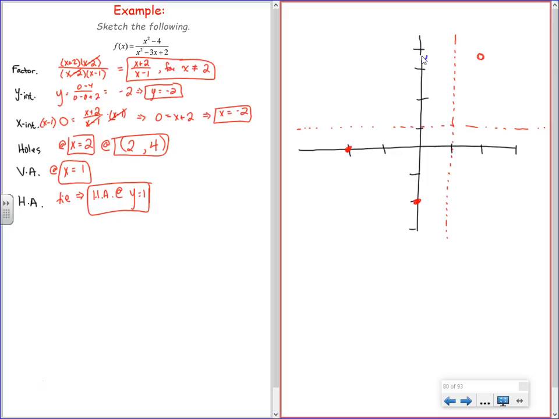Because maybe it's something like this. And maybe it's something like this. And you might be like, that's not possible. It can't cross this one. Guess what, though? It's allowed to cross that one. Oh, that stinks. How do we know for sure?